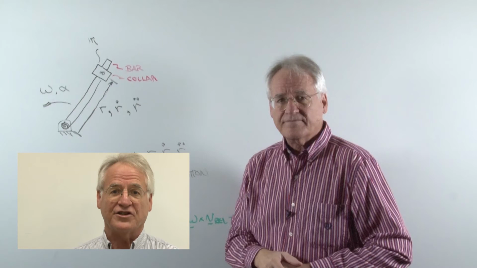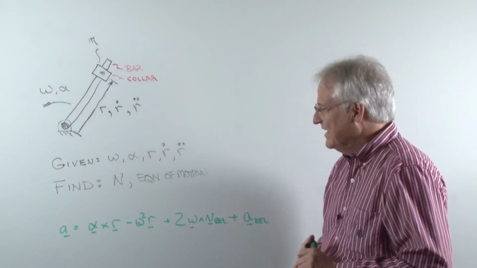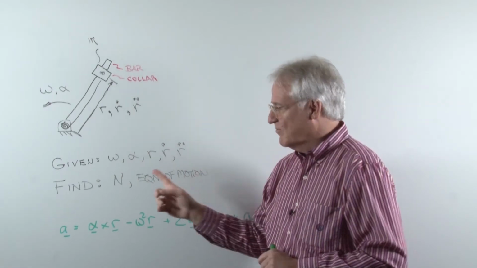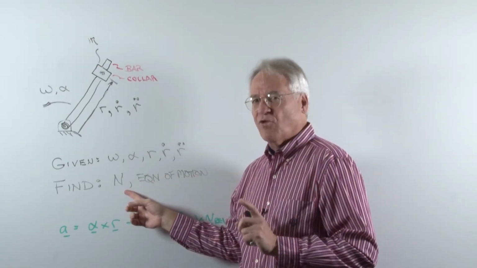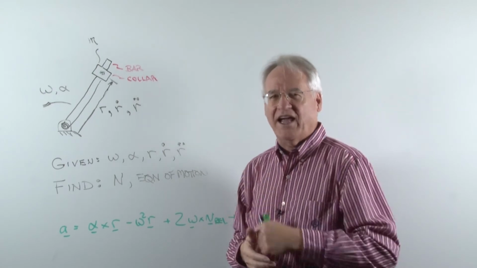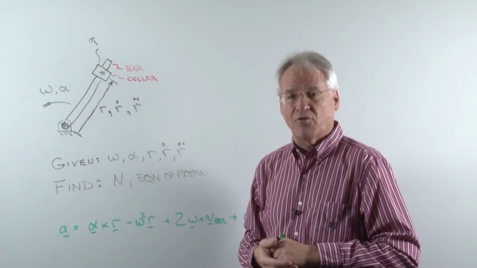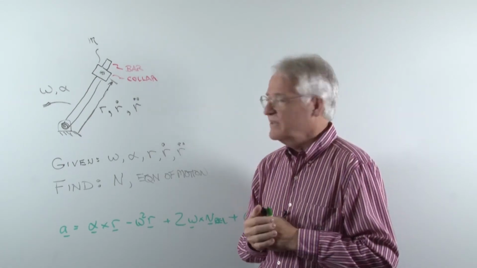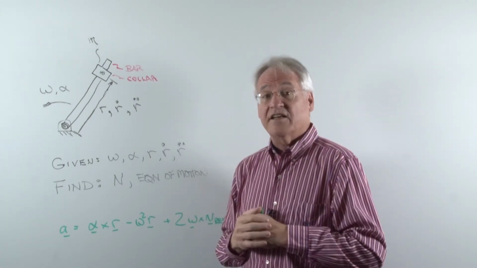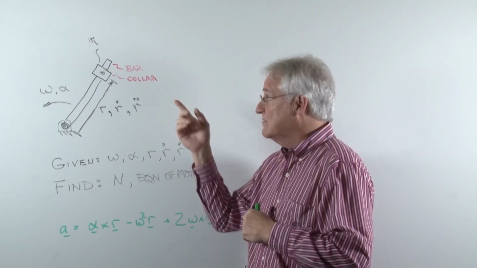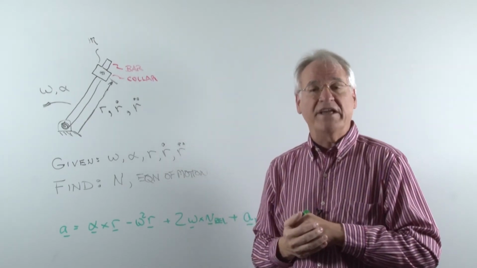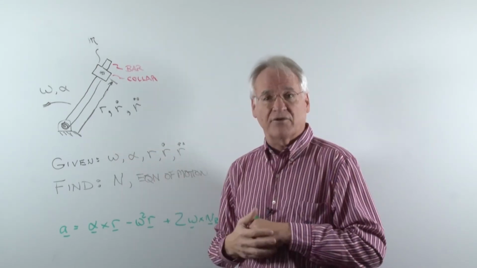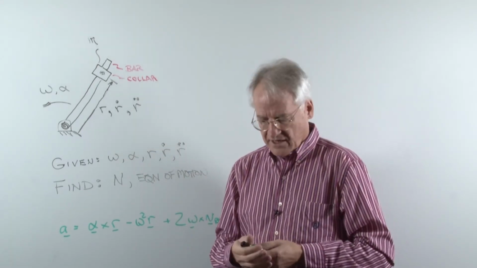The system is frictionless. The question, given these, find, number one, the normal force, the force the bar applies to the collar, so-called normal force because it occurs perpendicular to the plane of contact. The second is write an equation of motion that describes the motion of the collar. What this will be is a differential equation in terms of r and its derivatives. That's the game. Here we go.